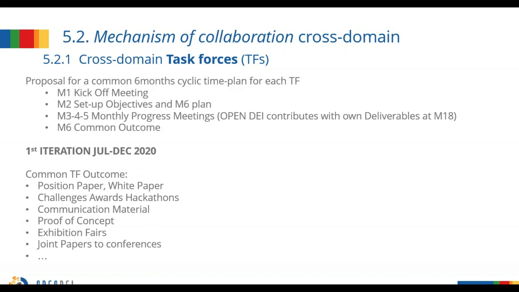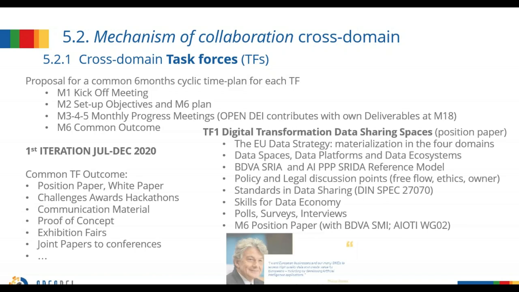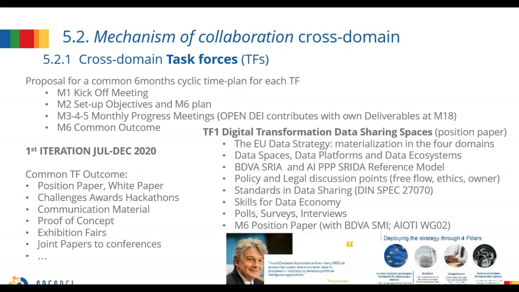It means to start with a kickoff meeting, to set up the objectives and the plan for the following six months, to have a monthly progress meeting for arriving at the end of the six months to a common outcome. You have to consider this outcome as something really concrete, a position paper, a white paper, a joint paper to a conference, a proof of concept, a communication material. The idea is to start with the first iteration very soon, at the end of this month or in July, continuing for the following six months with, next slide, the digital transformation data sharing spaces topic.